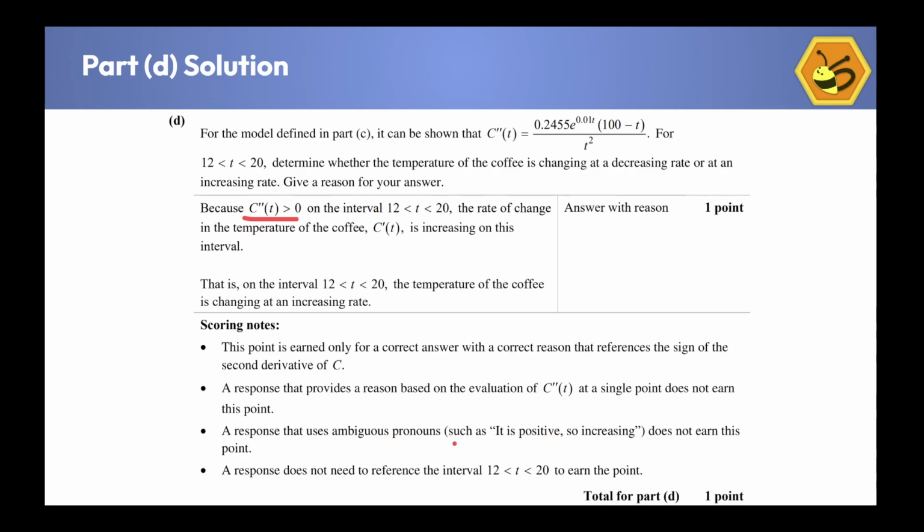And if you use ambiguous pronouns you cannot earn this point. And you don't need to reference the interval, because I think that it is somehow implied. Sure, that's also correct. So if you write a sentence that shows the same thing, you'll get the point.